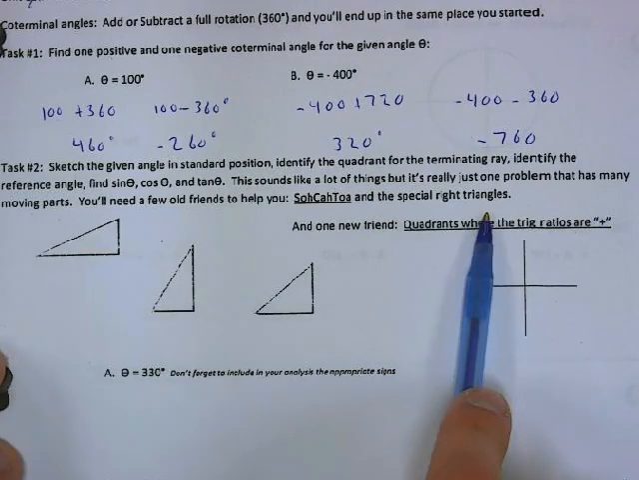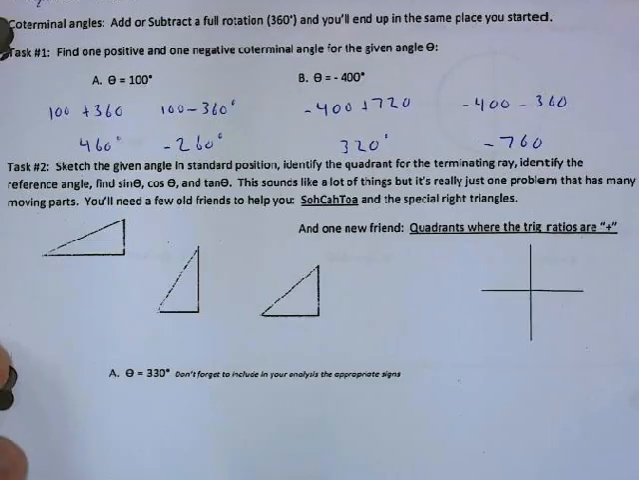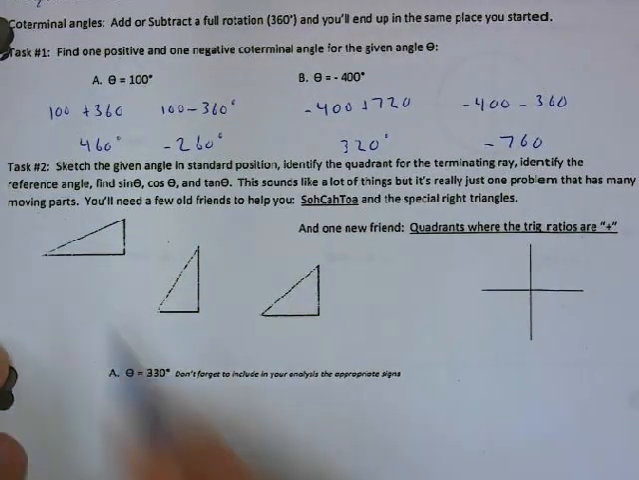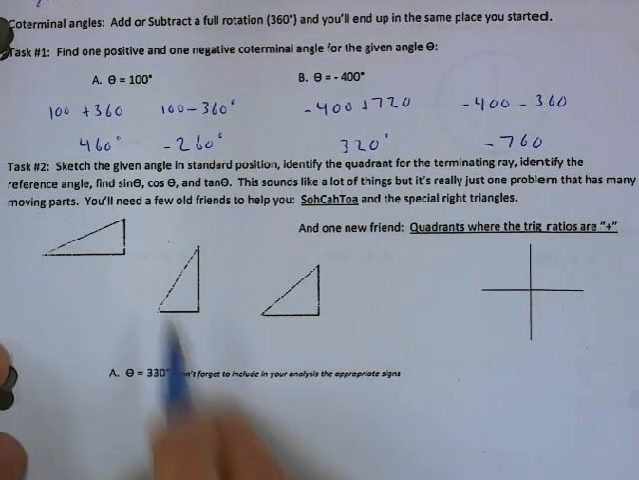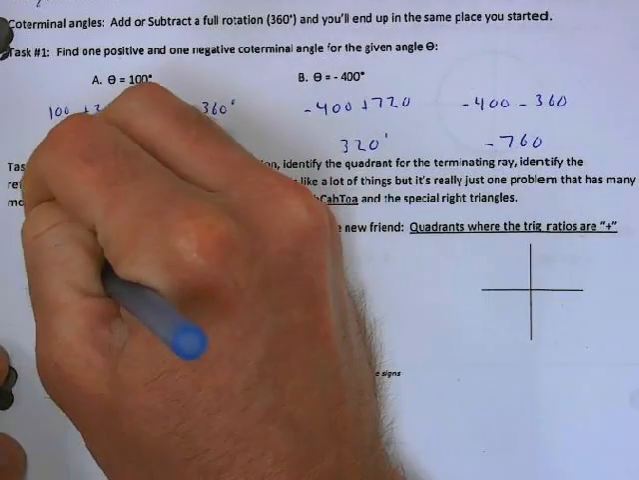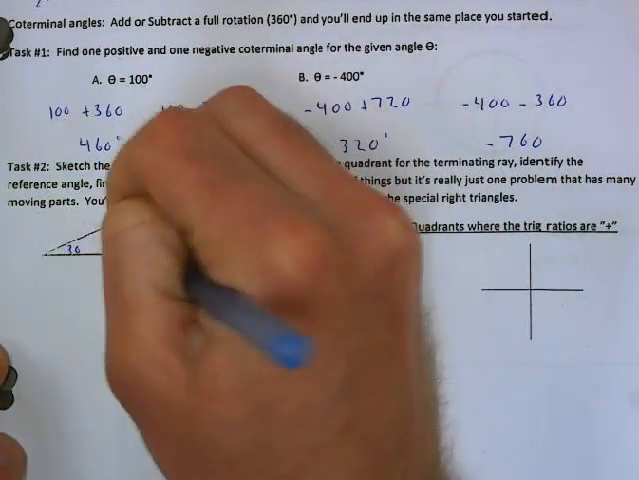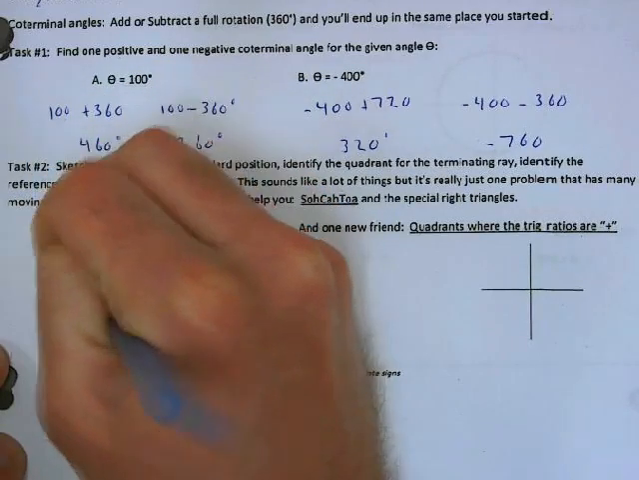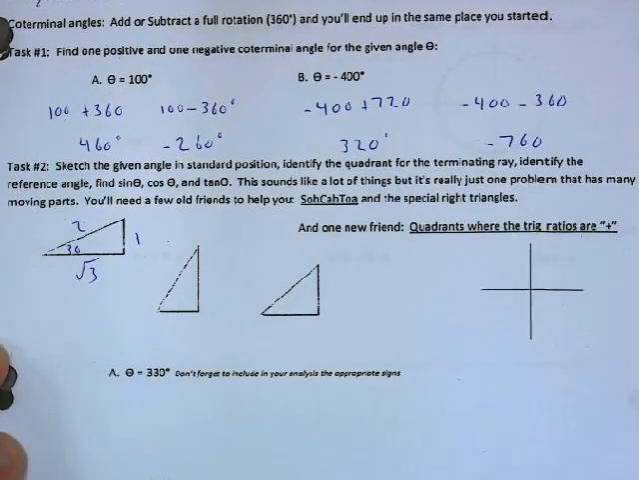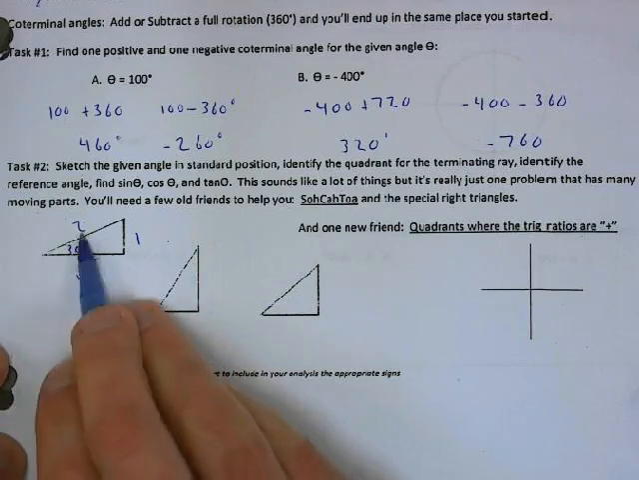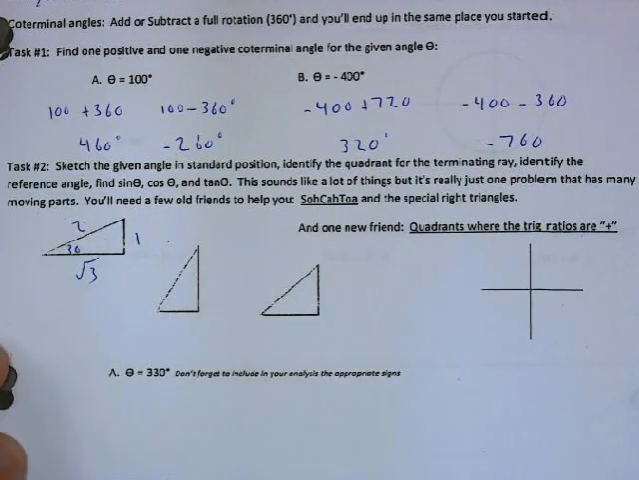We also need our special right triangles. Now I left these blank on purpose because we need to practice filling these out. It doesn't matter how you label them, but it looks like this is the 30-degree angle down here, so we'll call that 30 degrees. And if that's 30 degrees, well then how do I label my sides? It's 1, 2, and root 3. Okay? Remember, the biggest side is the hypotenuse. 2 is bigger than the square root of 3.